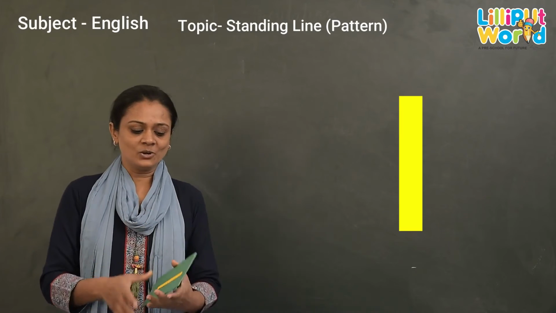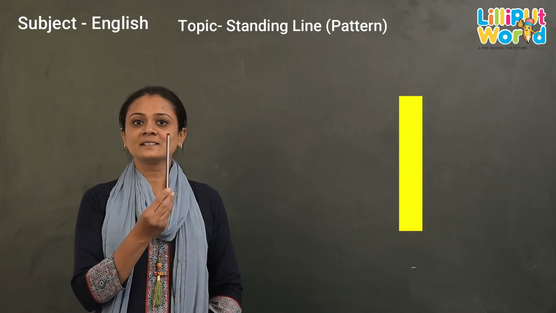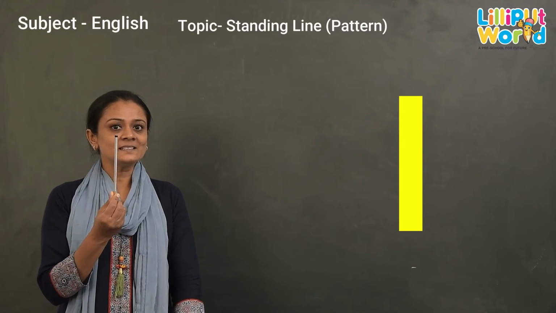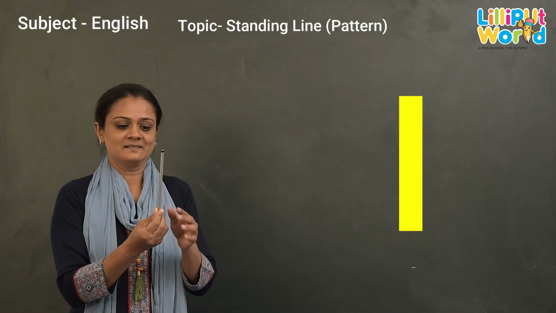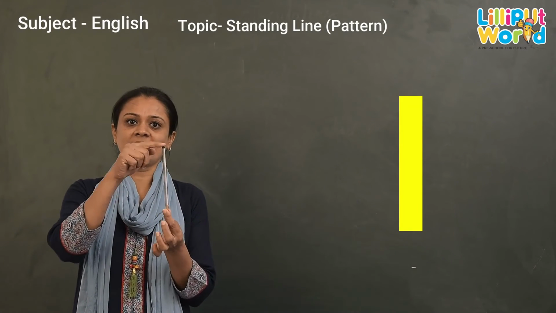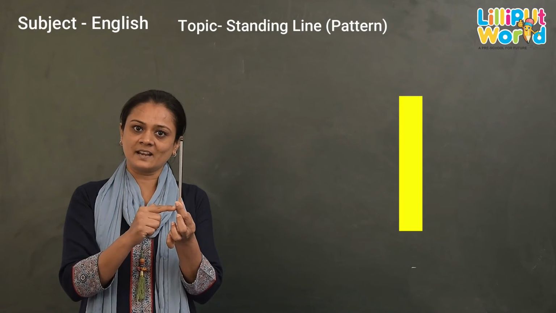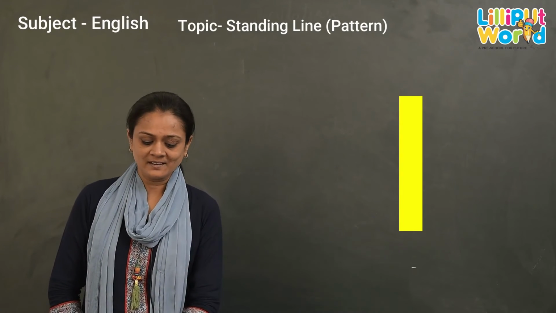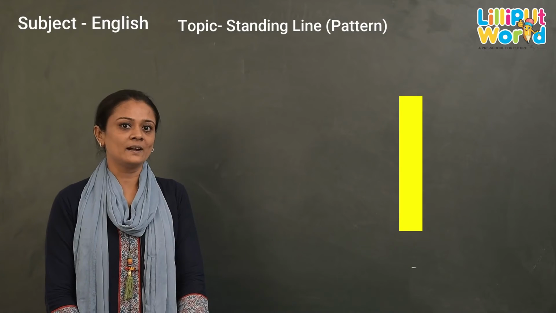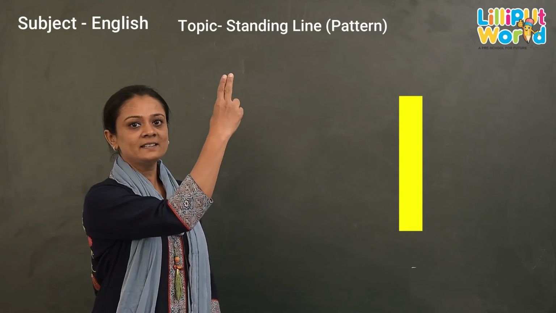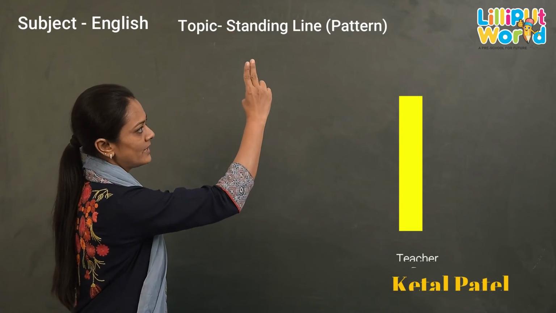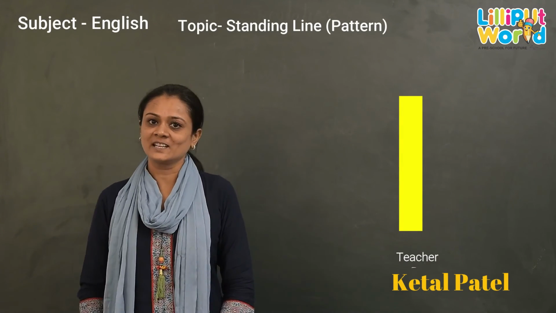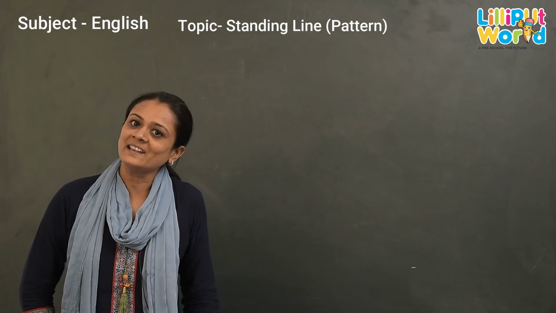Easy. Look. What is this? This is a pencil. But this pencil is straight, up to down straight. So this is a standing line. Okay. Take your two fingers and put your hands up. Go up to down straight. This is a standing line. What is this? This is a standing line.